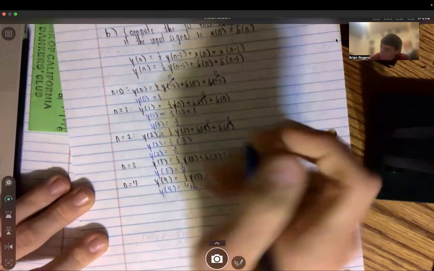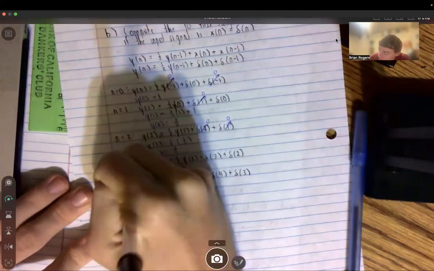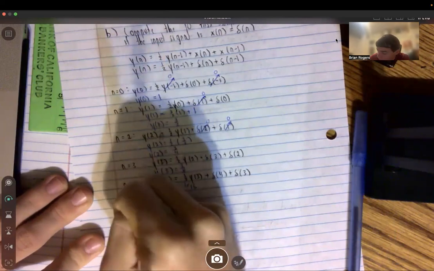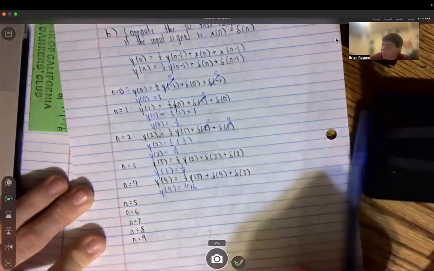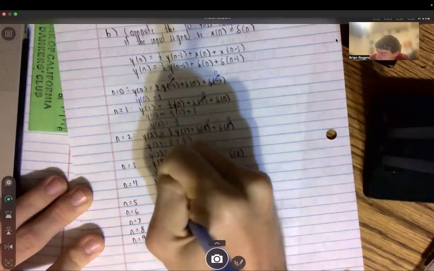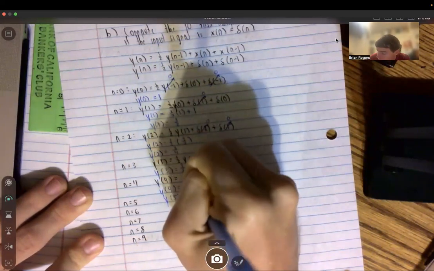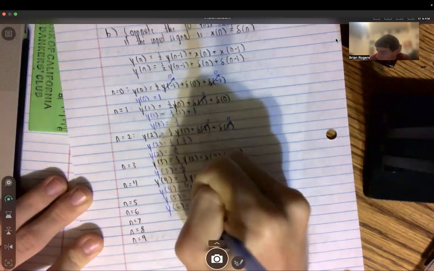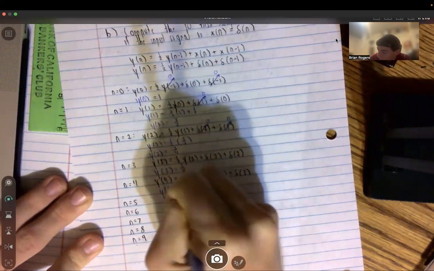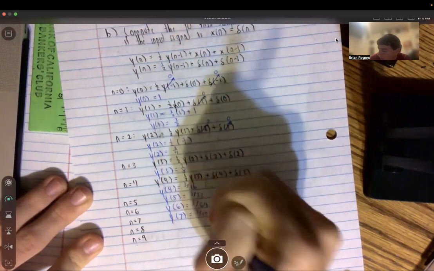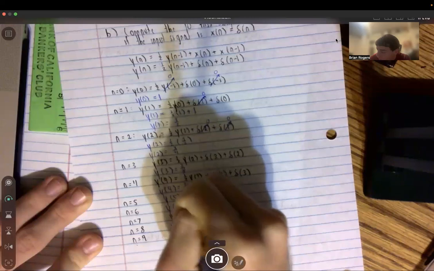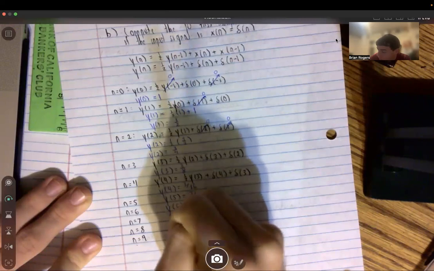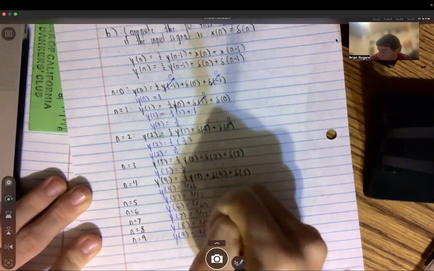And then as you go along, you're going to notice that n equals 5, n equals 6, n equals 7, n equals 8, n equals 9. What we're going to get is at 5, it's going to be 1/2 the previous value, so it's going to be 3/32. Then at 6, it's going to be 3/64. At 7, it's going to be 3/128. At 8, it's going to be 3/256. And then at 9, it's going to be 3/512.